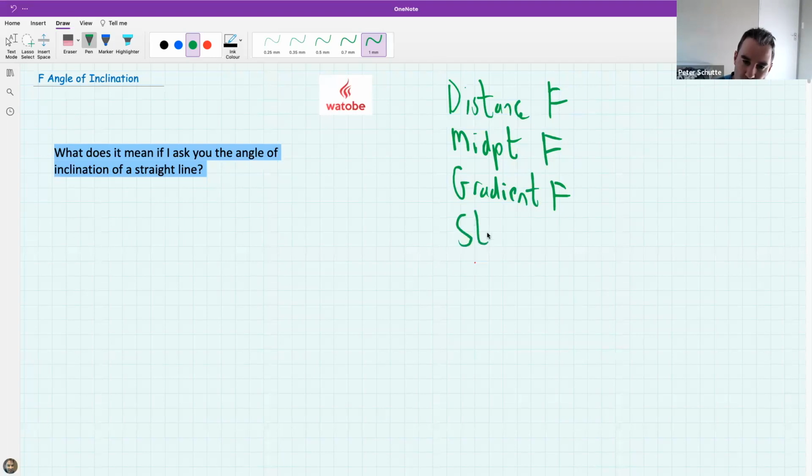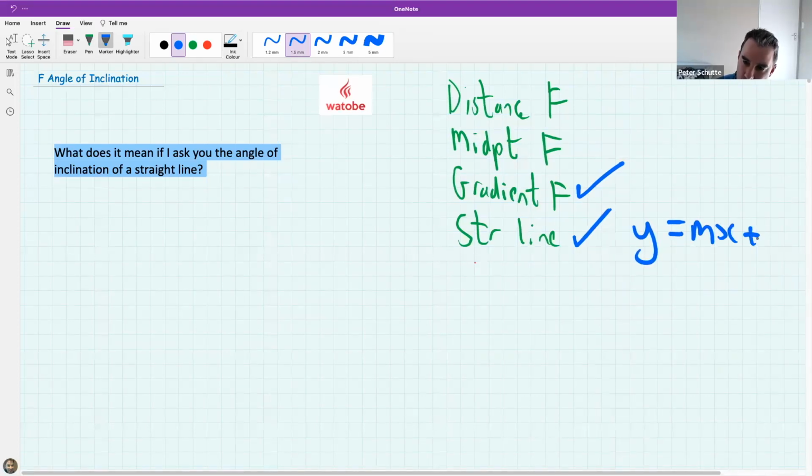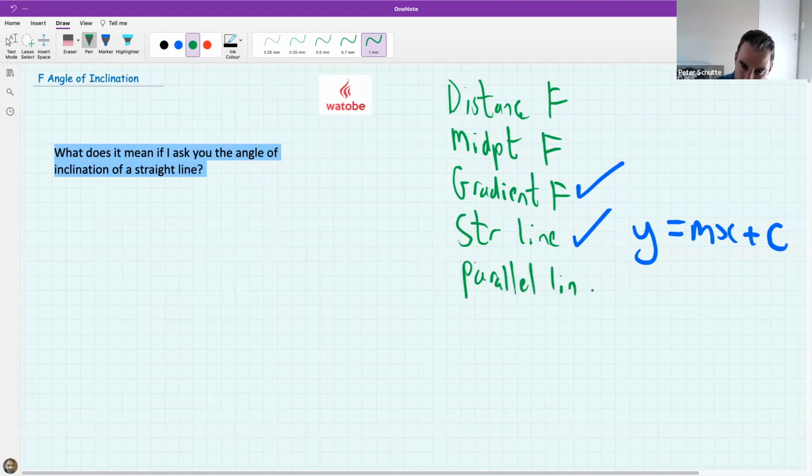And then we also spoke about the form of a straight line, and how we find the equation of a straight line. A lot of the time, we were using the gradient formula to help us find the equations of straight lines. We also spoke about parallel lines and the relationship between them. What we found in the last lesson was that when lines are parallel, the two gradients are equal to each other.